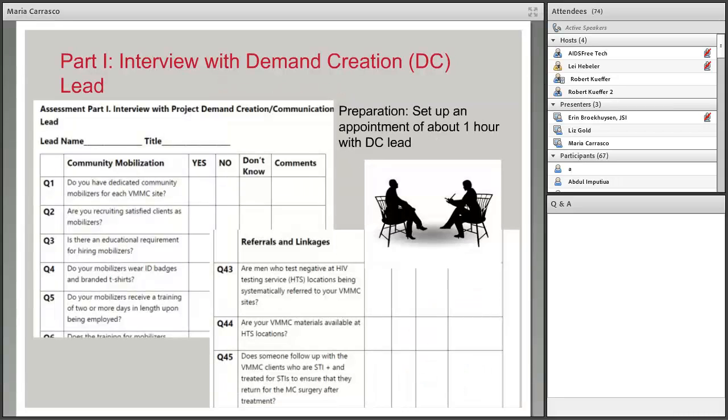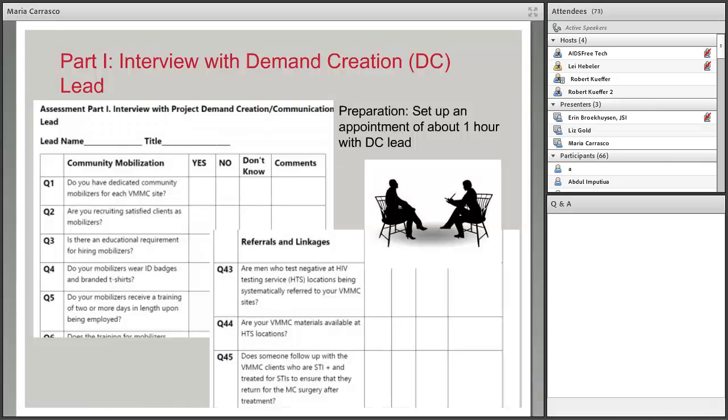Okay, so with all that background, let's take a look at the tool. So here is a snapshot of part 1, which is the interview with the demand creation point of contact. This part includes 45 questions that give an overview of demand creation efforts in a specific geographic area. The questions are subdivided into 6 subsections: one on community mobilization, a second one on structural service level factors, a third one on planning and coordination, a fourth on overcoming seasonality, a 5th on media, and finally a section on referral and linkages.